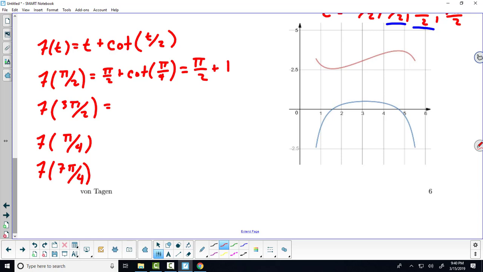And if we plug in 3 pi over 2, we would have 3 pi over 2. Remember, I'm plugging this into the original function. This is the cotangent of 3 pi over 4. Well, that's equal to 3 pi over 2 minus 1.